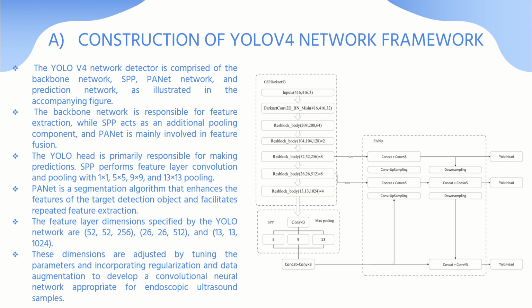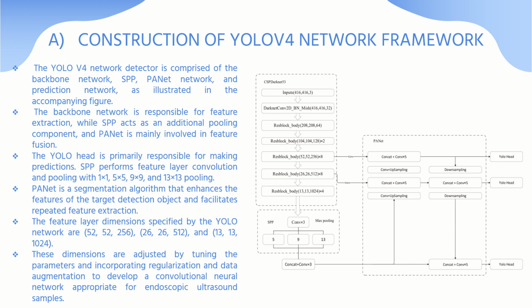Now coming to the construction of the YOLO V4 network framework, it mainly includes the backbone network, SPP, PANET network, and a prediction network. The backbone network is used to extract features. SPP participates in pooling, and PANET mainly participates in feature fusion. The YOLO head part is mainly used for forecasting.